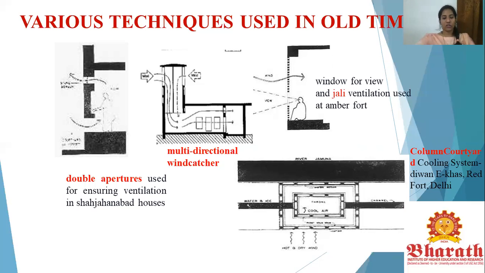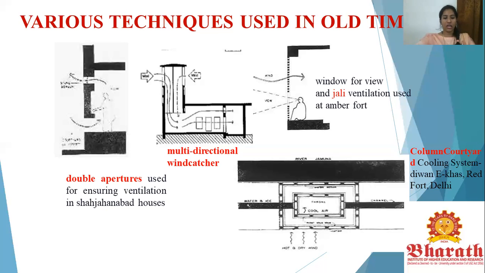So first we can see this element, the double aperture. Basically a double opening. Double openings are used for ensuring ventilation; an example we are talking about is the Shah Jahan houses. It's about how these things work.